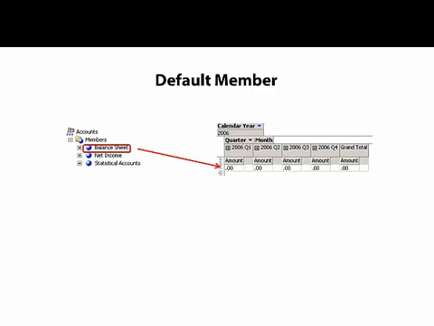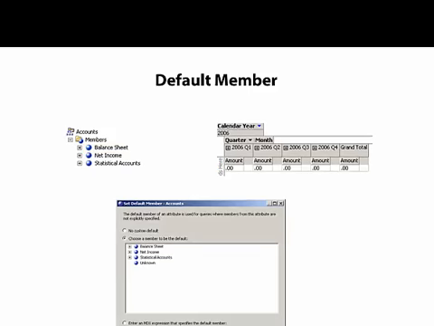Now for each attribute, whether or not it's a parent-child hierarchy, we can set a default member by navigating the tree view and selecting a specific member when we want to ensure the user sees a specific value if they don't explicitly set a hierarchy on rows or columns.